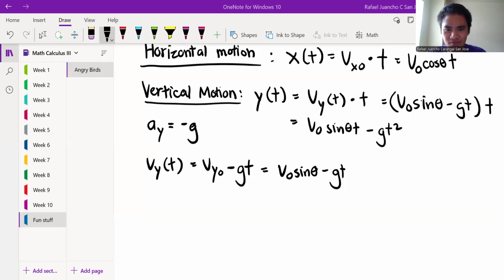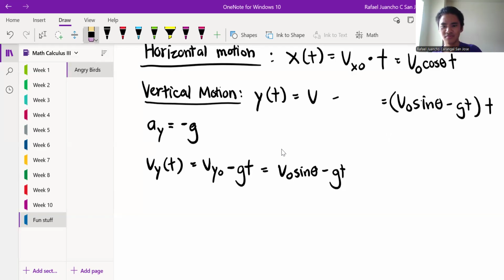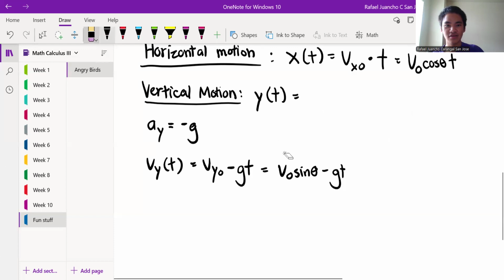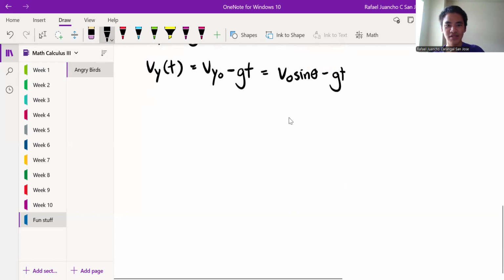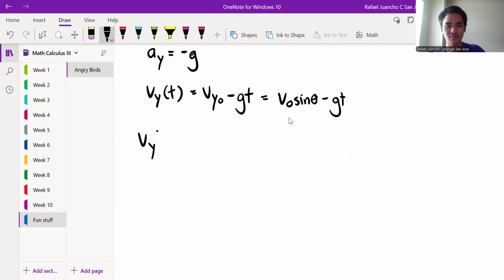So given some Vy of t, let's actually just do this. If we want to get the position, then we want to get the derivative of this thing. So right from velocity, no, I'm kidding, not derivative, antiderivative. So this is some Calc 2 stuff. We want to get the antiderivative of this thing here.